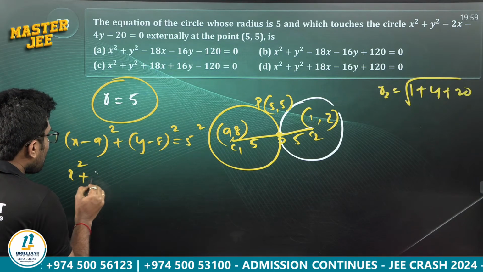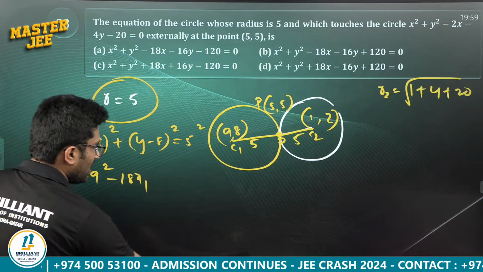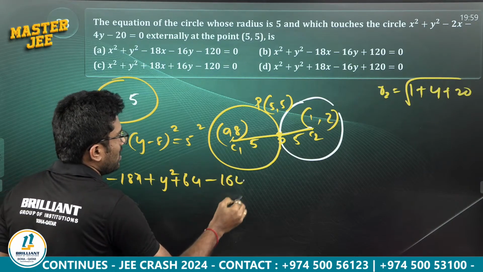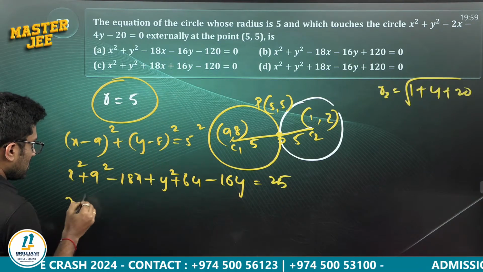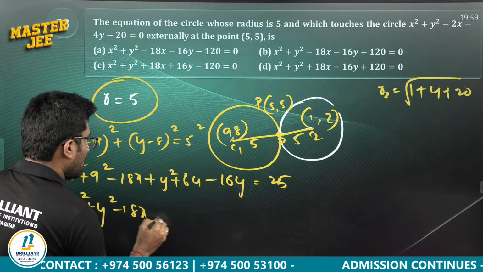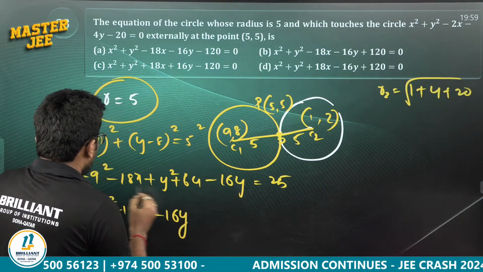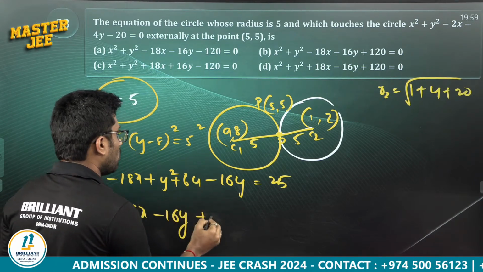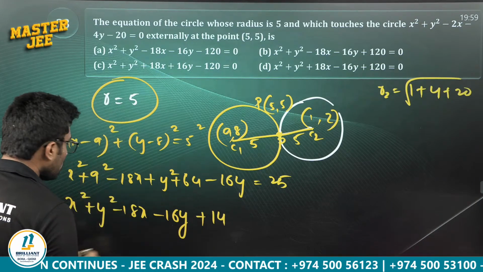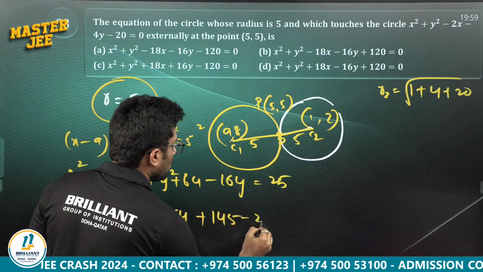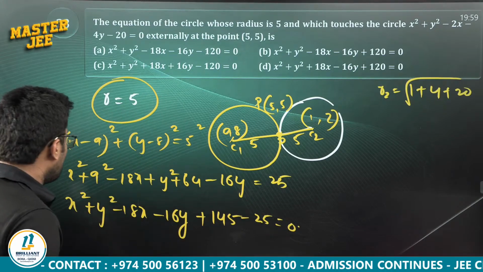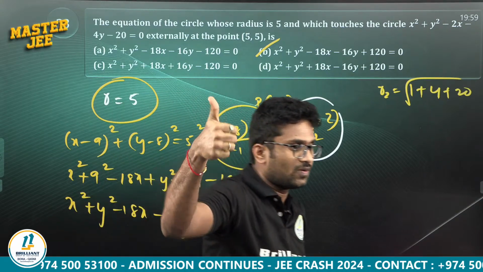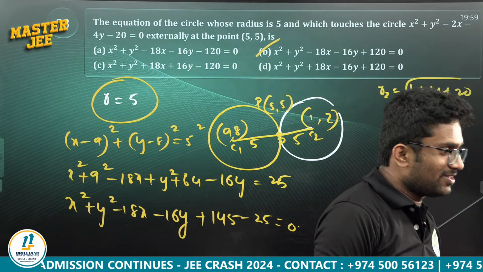If you are going to simplify it, what happens? x square plus 81 minus 18x, y square plus 64 minus 16y is equal to 25. So x square plus y square minus 18x minus 16y, 81 plus 64 is 145, 145 minus 25 is equal to 0. So finally we get x square plus y square minus 18x minus 16y plus 120 is equal to 0.